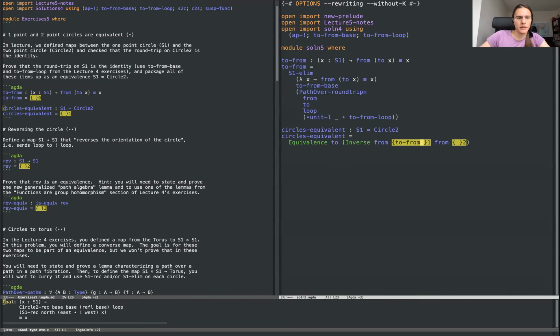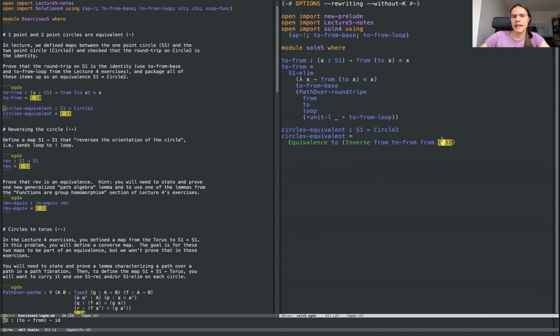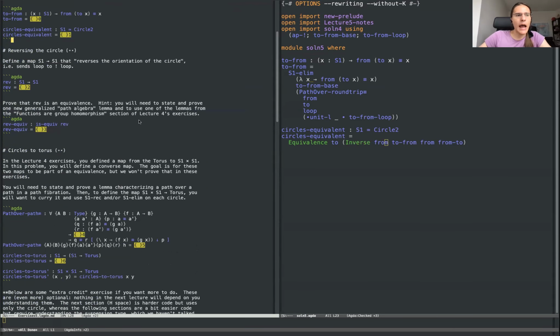And if I just look at the normalized version of that type, that's exactly that. And then the other version is going to be called from 2. And that was done in lecture. So that yields an equivalence between these two models of the circle. Now we're going to do that again with another map. We're going to define a map that reverses the orientation of the circle. And we sort of did define this already in the previous one.